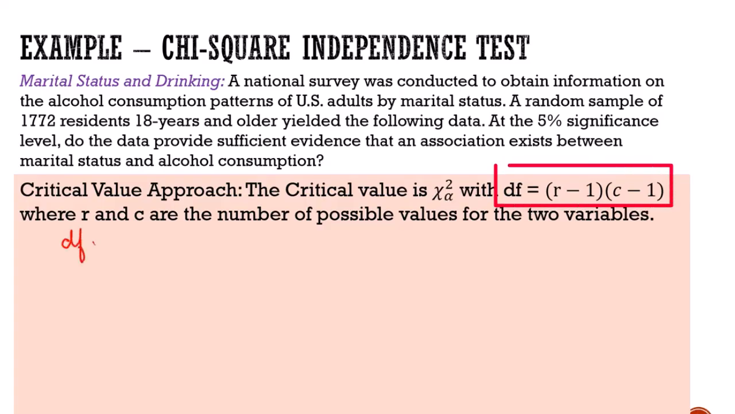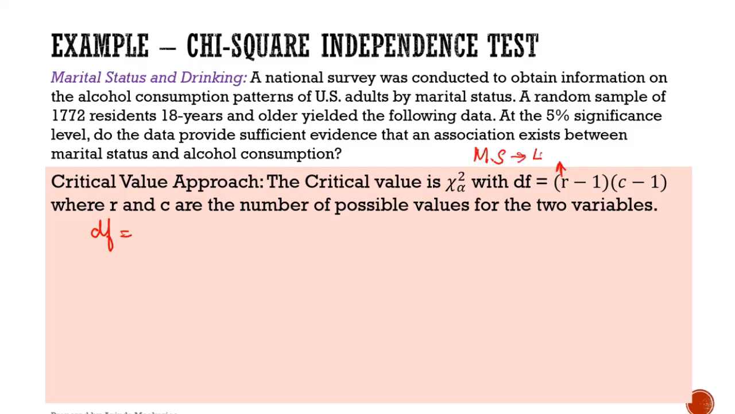So let's look at our DF. It says R minus 1. So the marital status were the rows. We had 4 marital statuses. They were single, married, widowed, and divorced. There were 4 of them, so R is 4. And there were 3 columns, right? Abstain, 1 to 60, and over 60. So for alcohol consumption, there were 3 categories. So when we calculate our DF, it's going to be 4 minus 1, R minus 1, multiplied by 3 minus 1. So that would be 3 times 2, which would give us a DF value of 6.